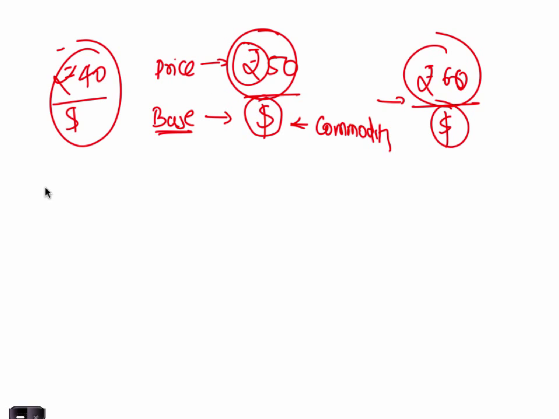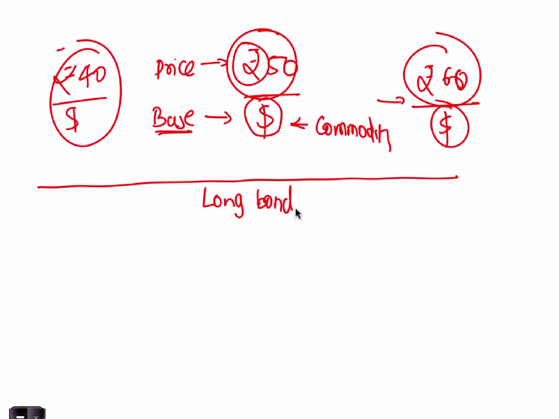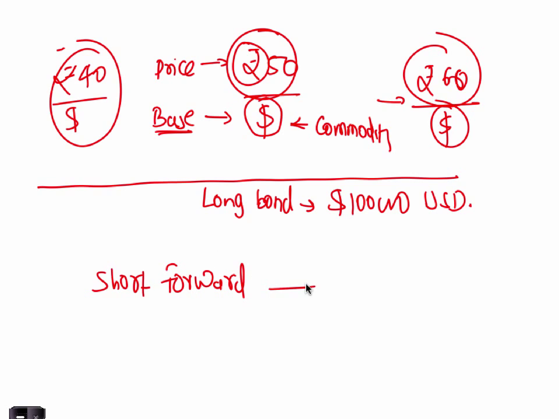The logic also works in the case of a forward contract. Let us say you have taken a long position on a bond of 100,000 US dollars. Now you are an Indian investor, so you want to hedge yourself against the exposure to the US dollar. That means to hedge yourself, you should take a short position on the forward contract, but on which forward contract?